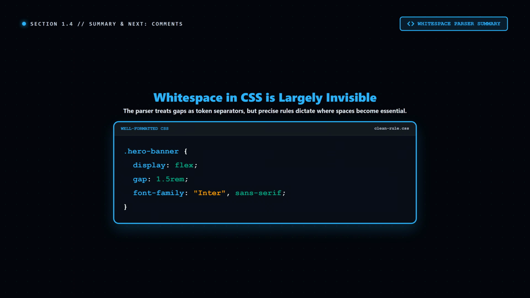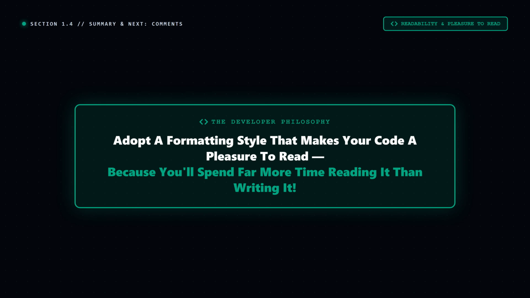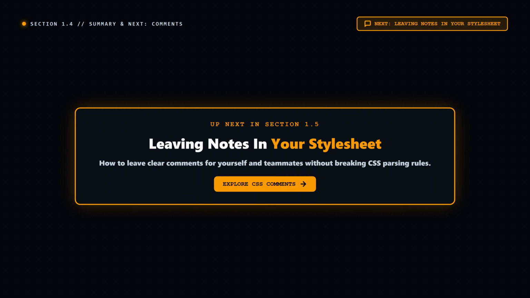To summarize, whitespace in CSS is largely invisible to the parser, but there are precise situations where it becomes essential. Always separate multi-keyword values with spaces. Never remove spaces inside quoted strings. Understand that whitespace collapsing is an HTML text rendering behavior, not a CSS syntax rule. And adopt a formatting style that makes your code a pleasure to read, because you'll spend far more time reading it than writing it. Next, we'll cover another invisible but vital part of any style sheet: comments. How to leave notes for yourself and others without breaking anything.